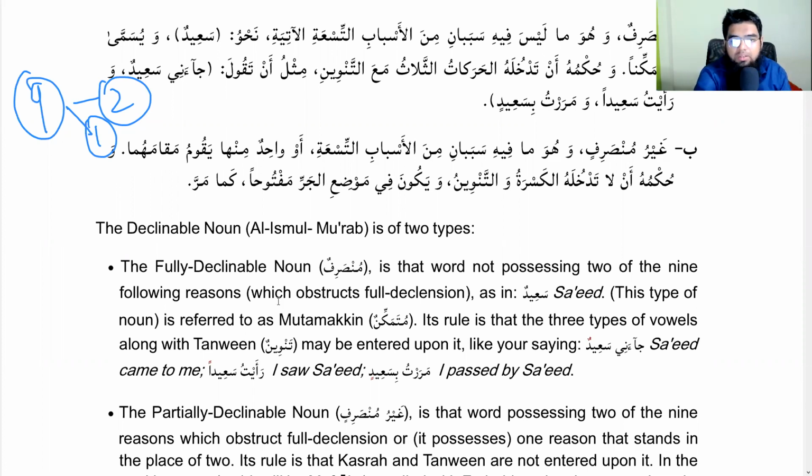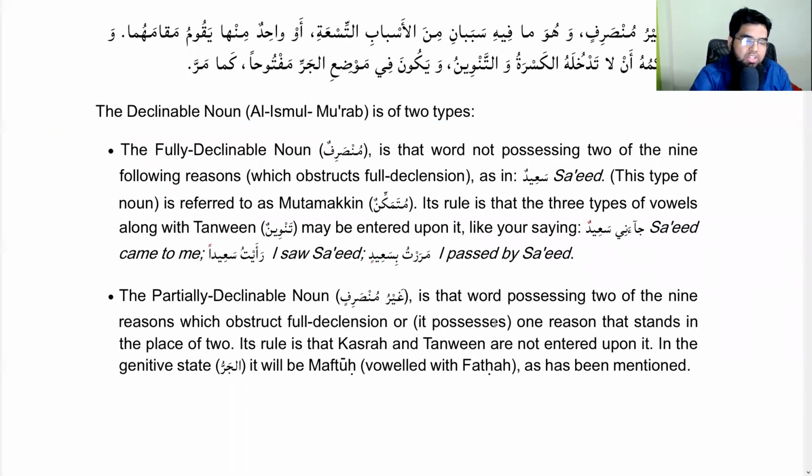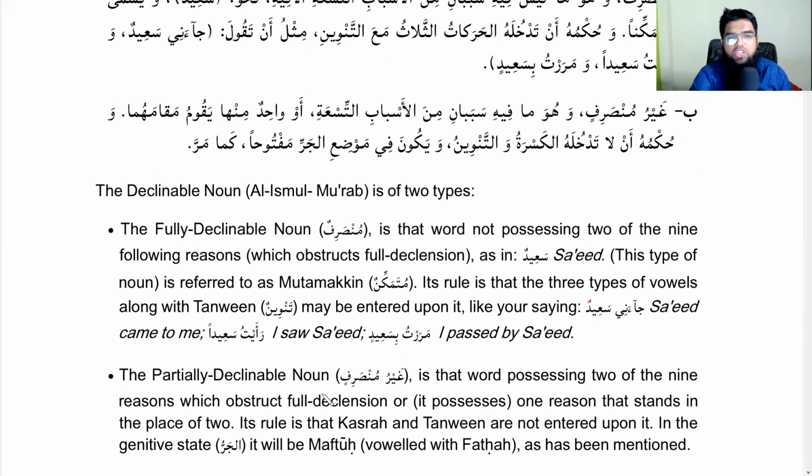So we'll explain what are those reasons when you talk about diptotes. It's one reason that stands in place of 2. So there should be one strong reason or 2 small reasons to make a word diptote. So they identified in the language, if these 2 reasons come, khalas, you make a word diptote. Diptote means ghayr munsarif. No tanween, no kasra.